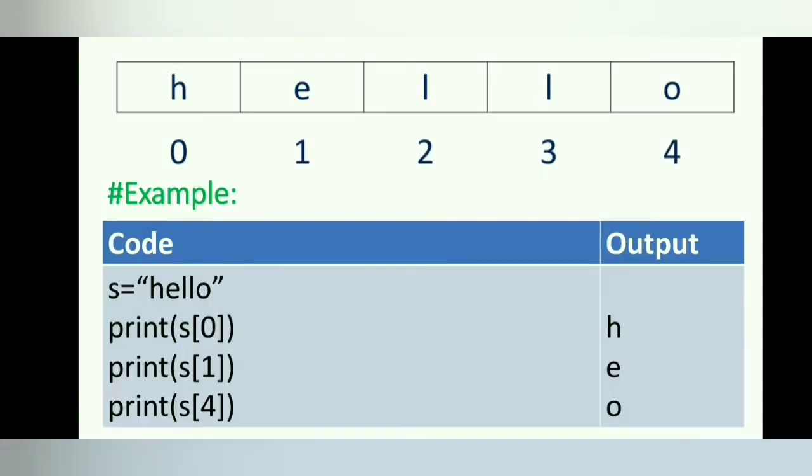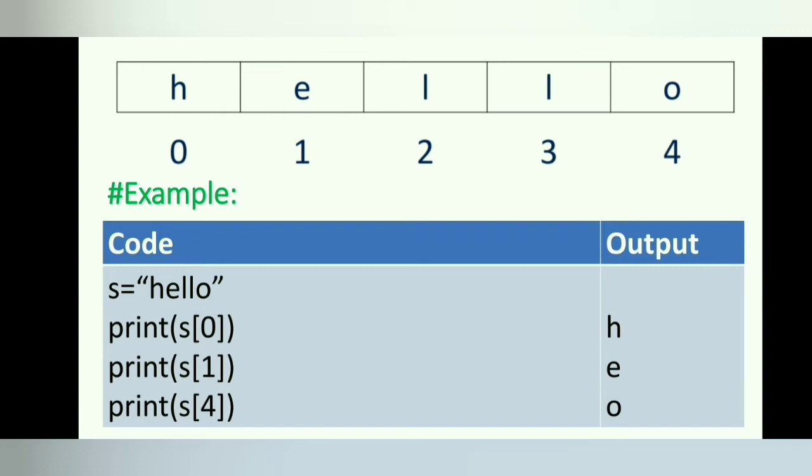Example. In this example, string "hello" is assigned to the variable s. The first print statement, print s[0], will display the first character in the string, that is H. Similarly, the second print statement, print s[1], will display the second character in the string, that is E. And the last print statement, print s[4], will display the fifth character in the string, that is O.